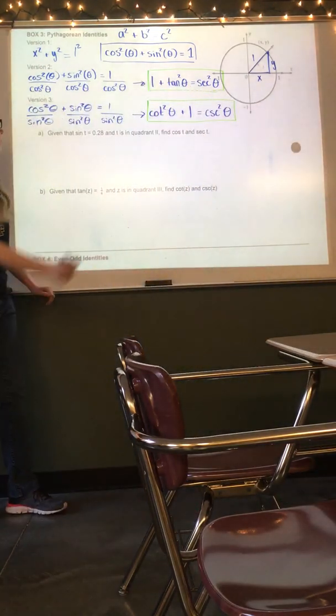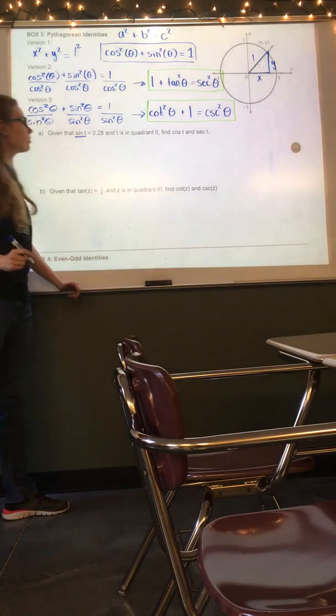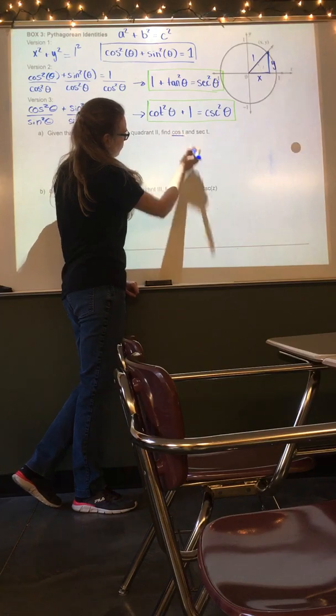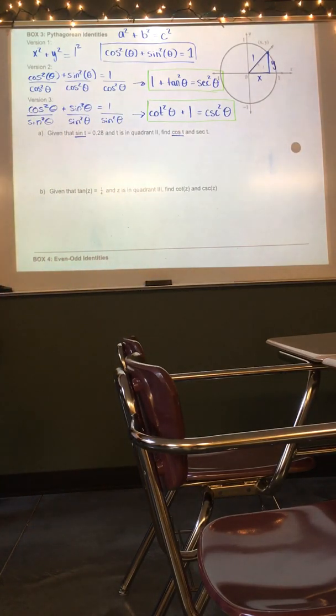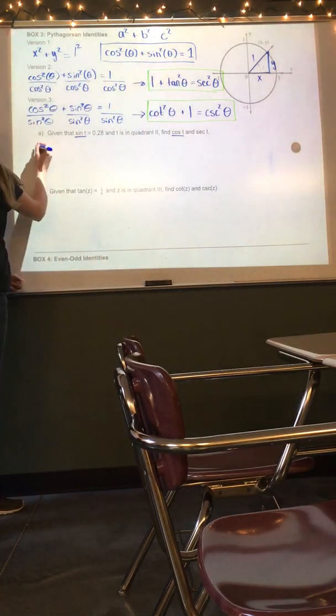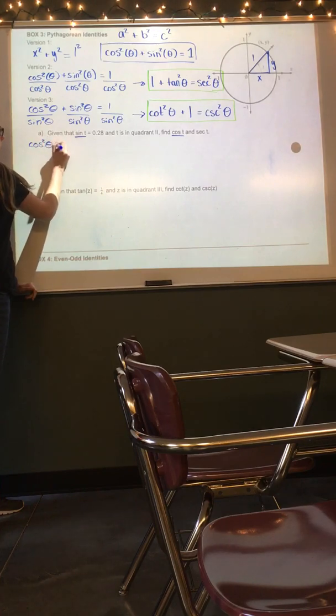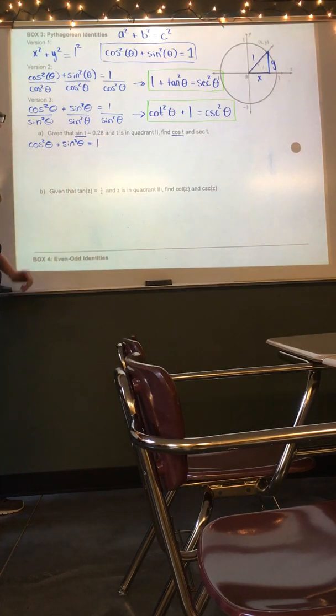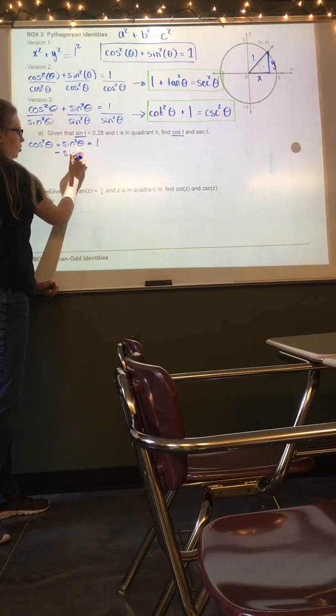So how do we use this? We're given that sine of t equals 0.28. T is in quadrant 2. We'll come back to why that matters, but we're being asked to find cosine of t. So we need an identity that connects sine and cosine. Which is the first one? It's the first one. Cosine squared plus sine squared equals 1. And now we're being asked to find cosine. So before I go plugging in numbers, I'm going to get the cosine by itself, subtract sine squared from both sides.